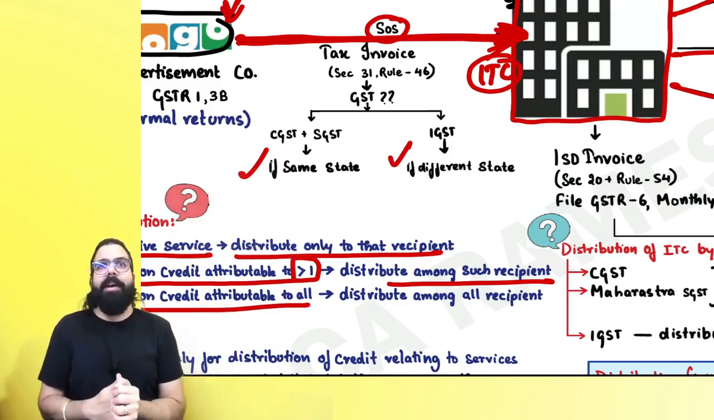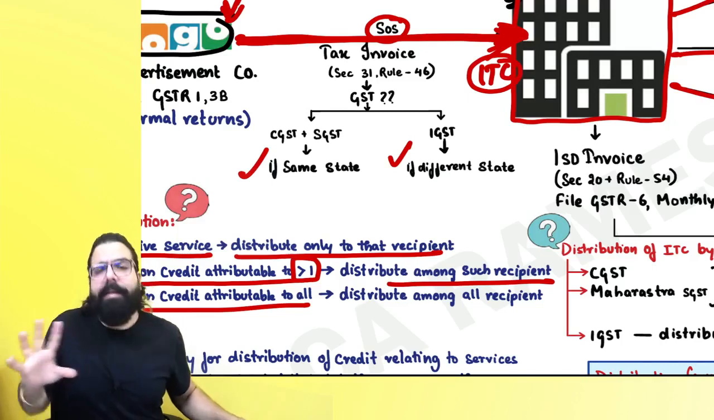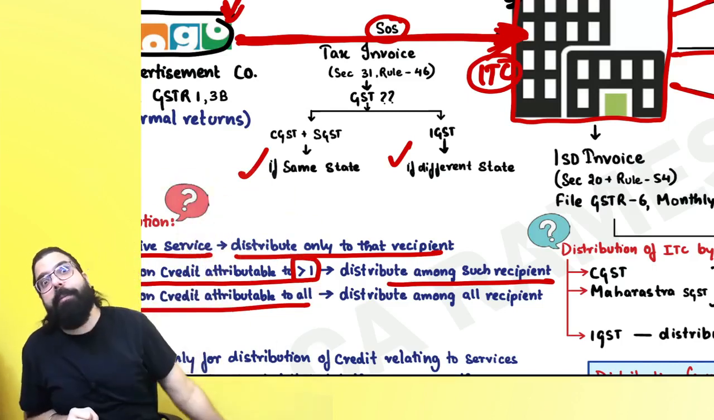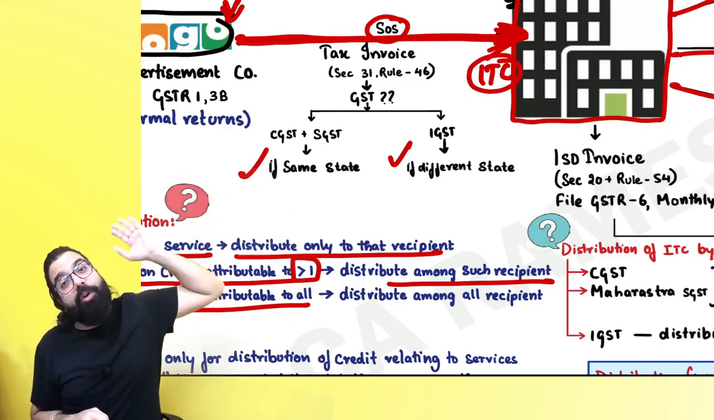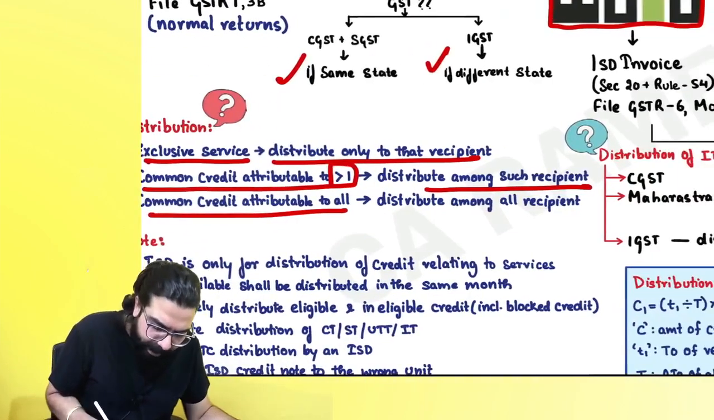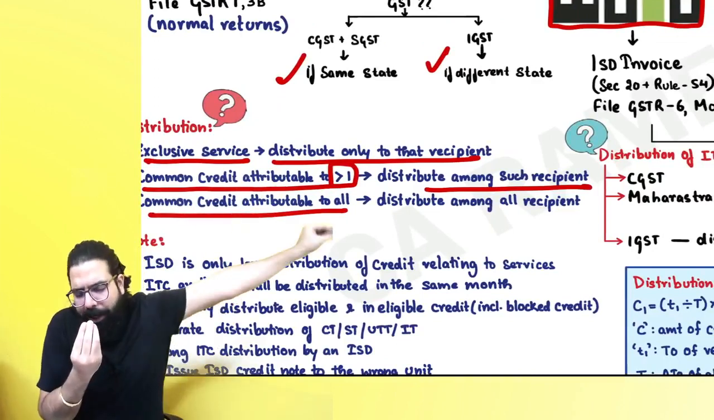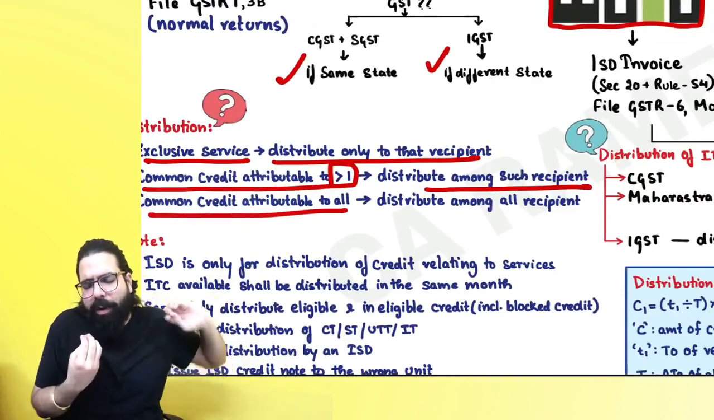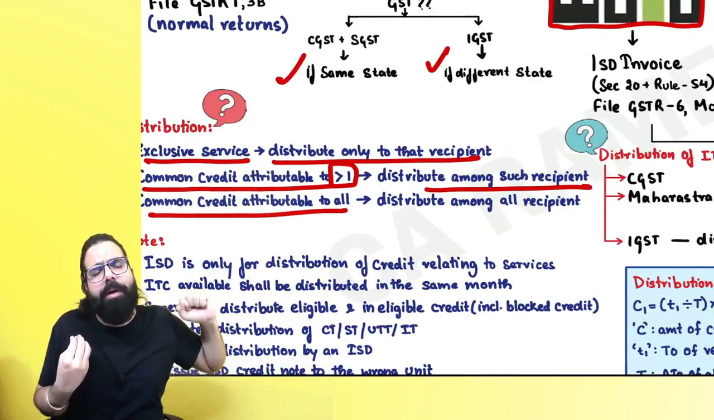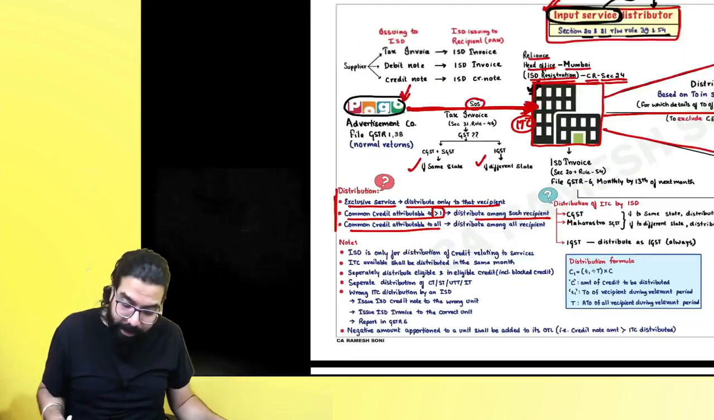If the advertisement benefit was for 3 branches, then the distribution will be done for 3 branches. Supposingly the head office took the services and it was for the benefit of all the branches of Reliance, then the distribution will be done to all the branches. Remember this point. It is very, very important that if ISD has received some service for one branch only, distribution to that branch. For more than one branch, distribute for more than one branch. For all the branches, distribute to all the branches. Done, sir. Point is clear.